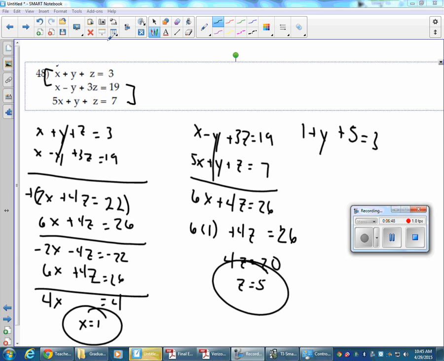So I get 1 plus y plus z equals 3. So that's 6 plus y equals 3. Subtract 6, y is negative 3. And this is probably going to be written as an ordered triple. X, then y, then z. 1, negative 3, 5.